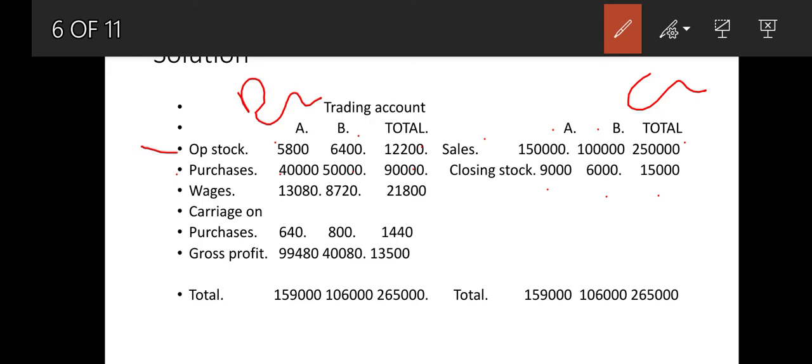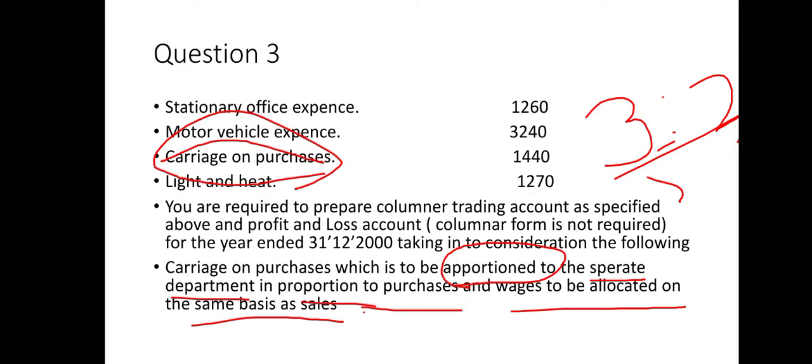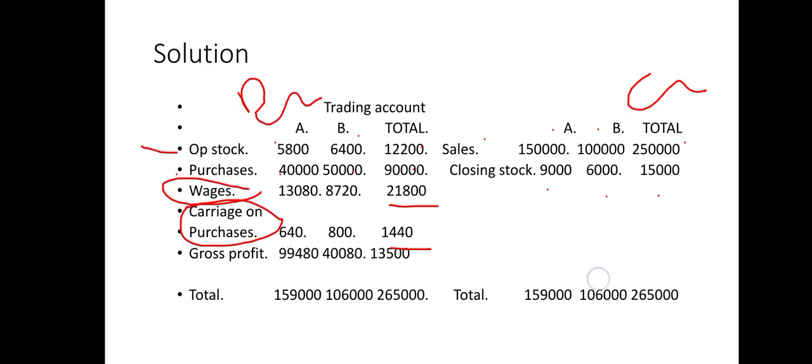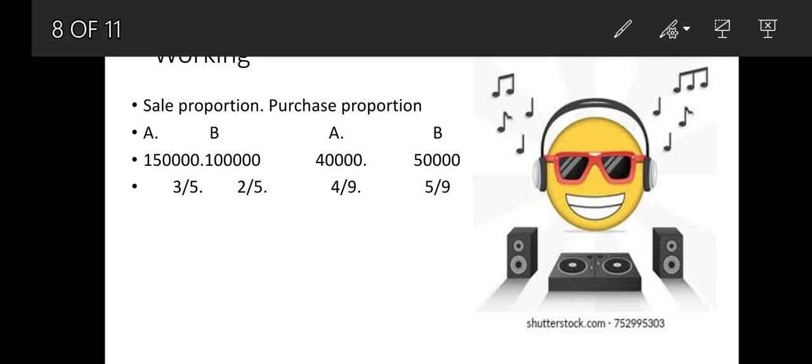Now the third item, wages and carriage on purchases, which was given as a whole, and we are required to distribute it among the departments. Wages was 21,800 and carriage on purchases was 1,440. Wages will be distributed on the basis of sales, and carriage on purchases will be distributed on the basis of purchases. So now we are required to take the proportion for sales and the proportion for purchases to divide these specific expenses. First we will take the sales.